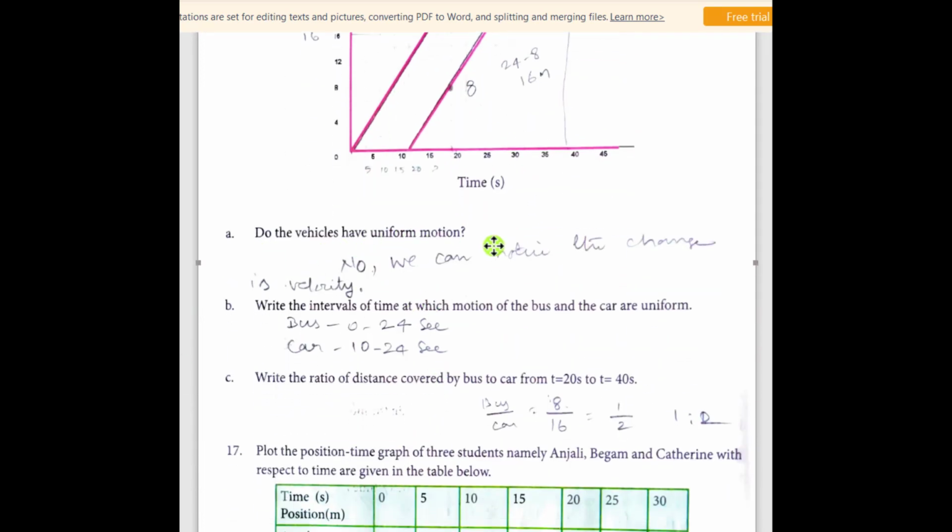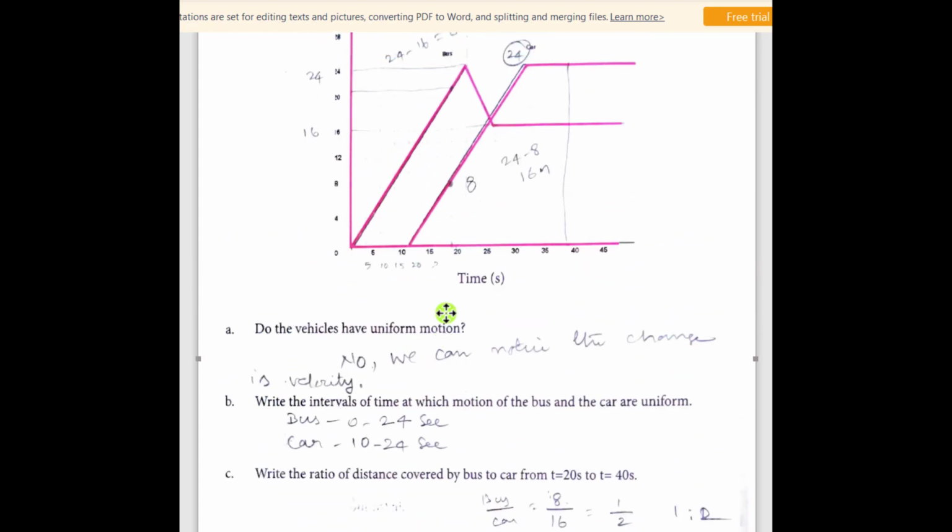Do the vehicles have uniform motion? Is there any uniform motion? If it is the uniform motion, then the line will be only the straight line. But if you look at the car and bus, then there will be changing in the speed and the curve path. So we can come to the conclusion that there won't be any uniform motion. No, we can notice the change in the velocity. This will be the answer.